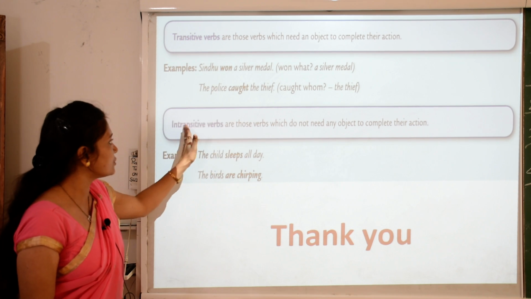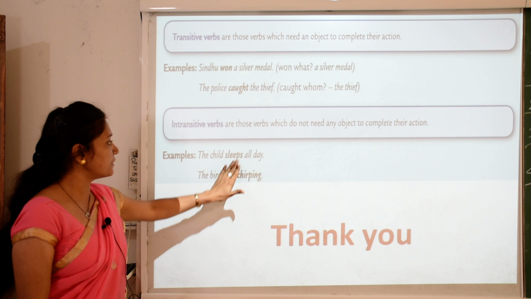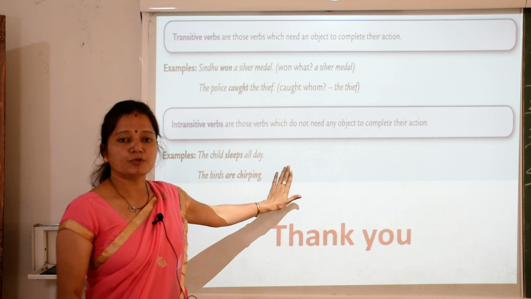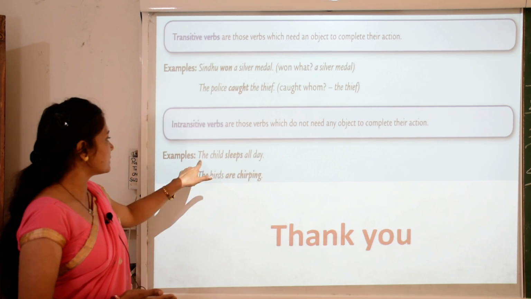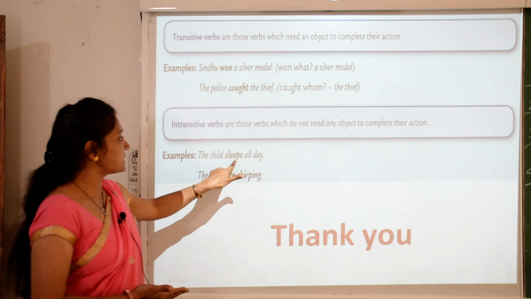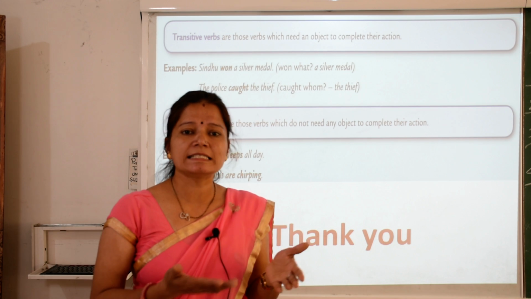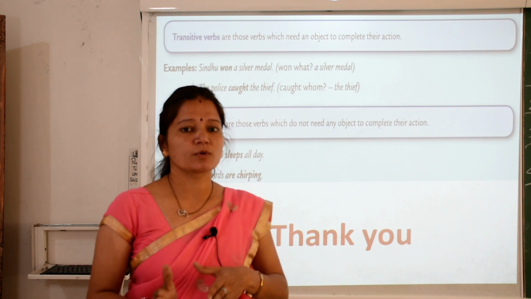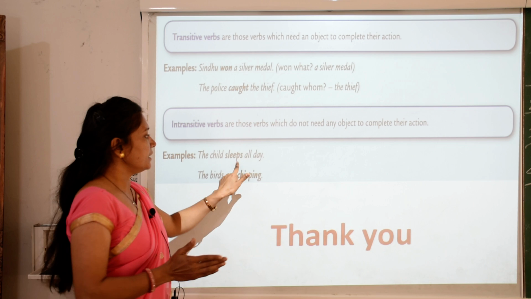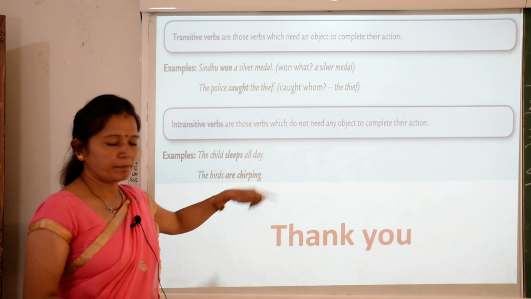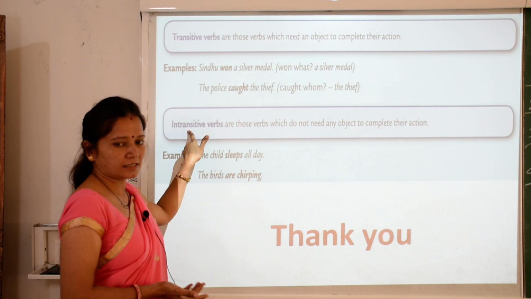Okay, and as I told you, intransitive verbs do not need any object to complete their meaning. Let's understand this example. The child slips all day. Okay, so if I say the child slips, you can easily understand. So here the verb slips does not need any object to complete its meaning. So that's why it is an intransitive verb.